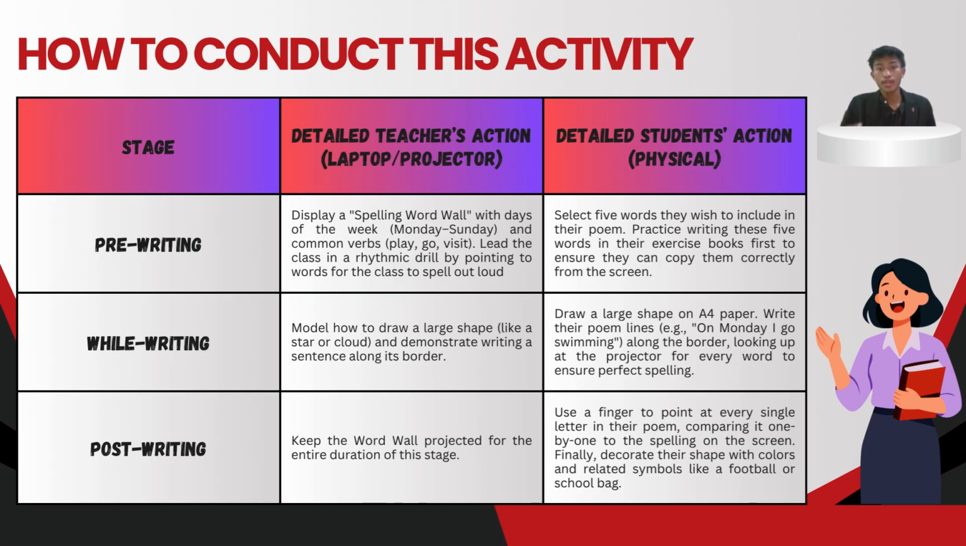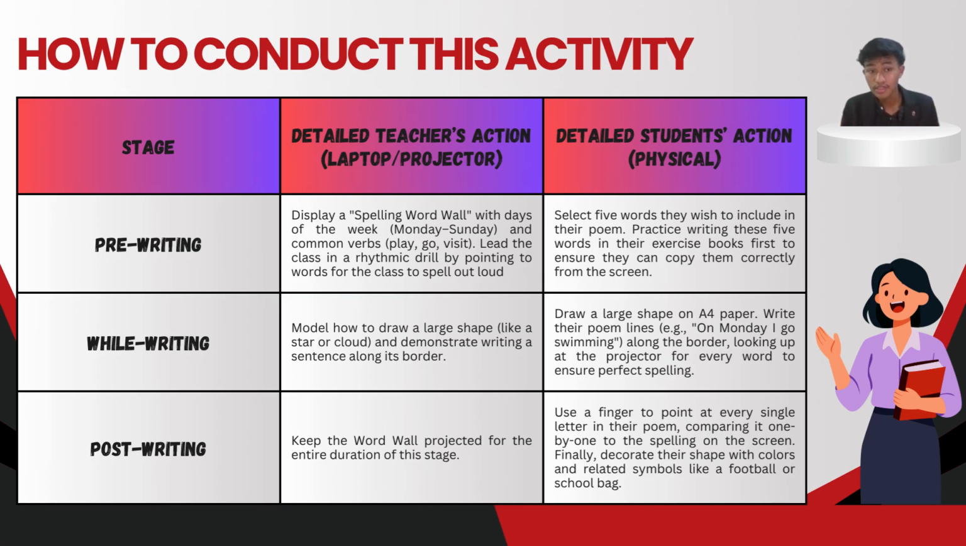Alright, so now you draw a large shape on your A4 paper. When you finish, write your poem on it. Maybe just one line, or if not one line, you need to finish it. You need to use the words that you can see on the spelling word wall here. You can look at the projector, no worries.